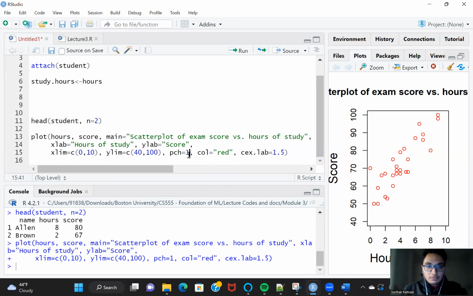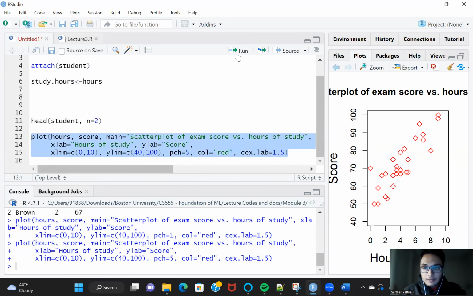If I just change this pch to 5, you can see the difference. It has taken a diamond shape. So how do you want to represent your scatter plot? What should the shape of the points be? That is determined by the pch attribute. The next attribute is the color attribute, which decides what will be the color of the points.